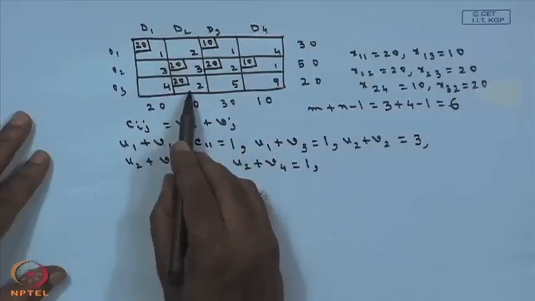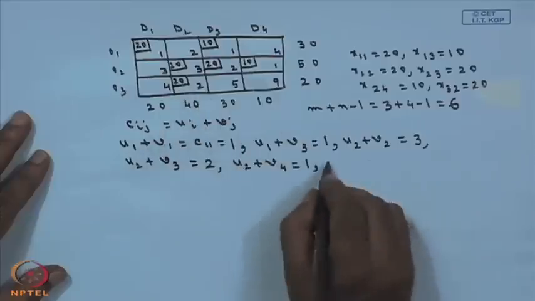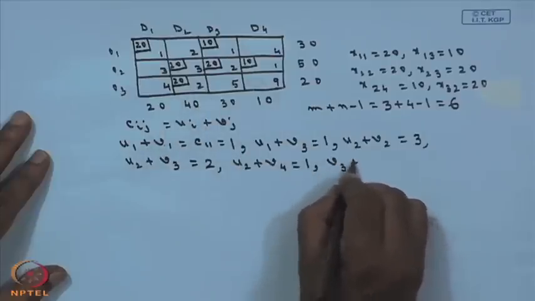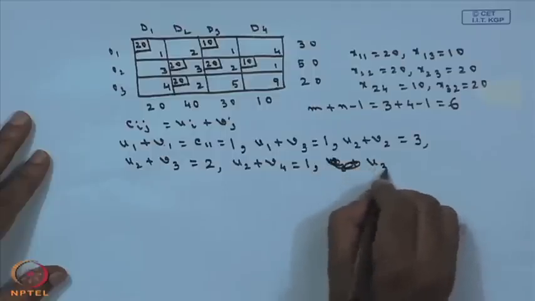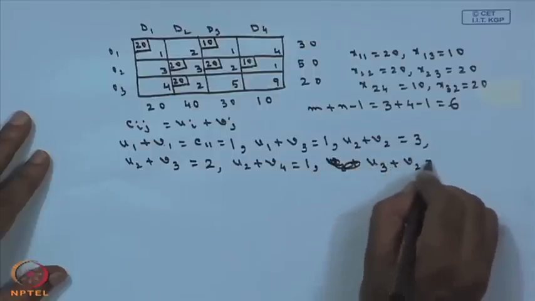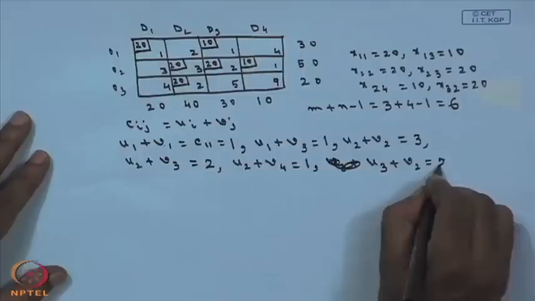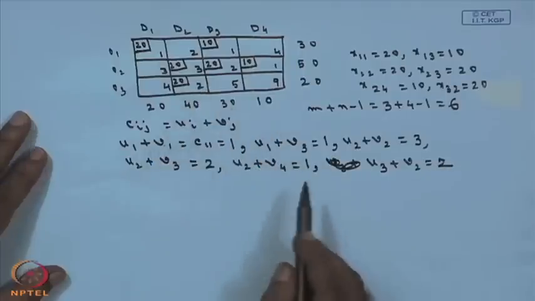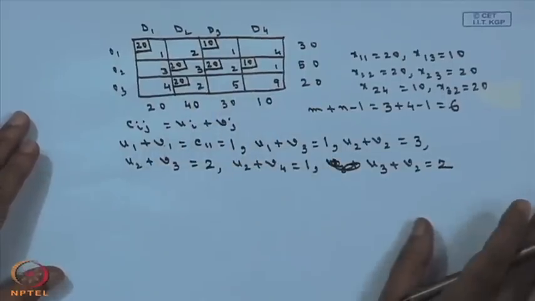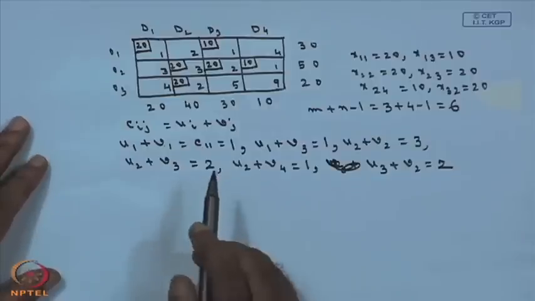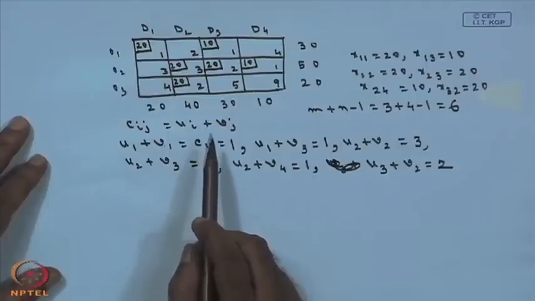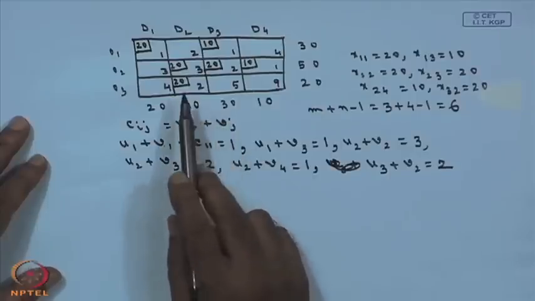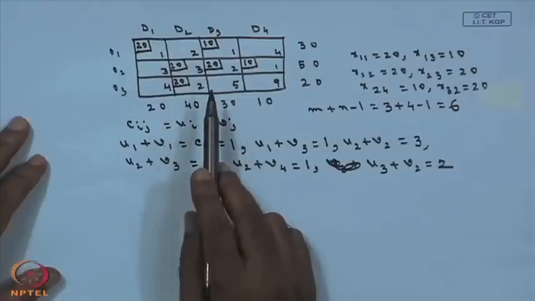Next and the last occupied cell is 3 2. Therefore, U3 plus V2, let me write clearly, U3 plus V2 equals 2, because the cost is 2. Now, arbitrarily you can choose any one, but by convention, the row or column which is having maximum number of allocated cells, you choose that corresponding variable equal to 0.